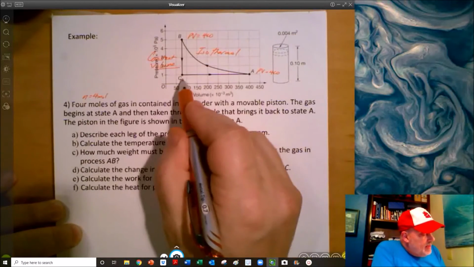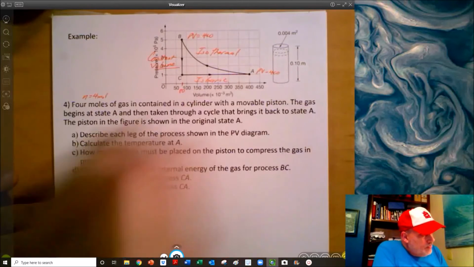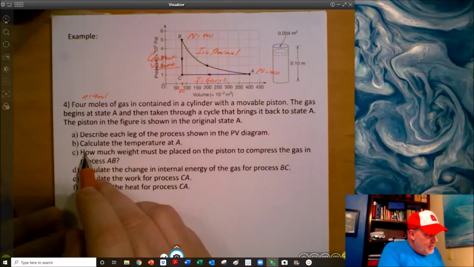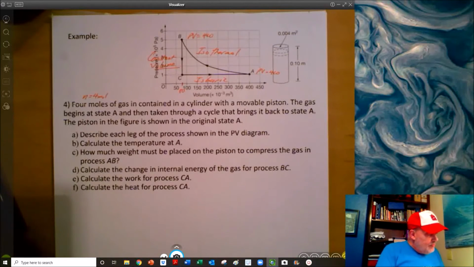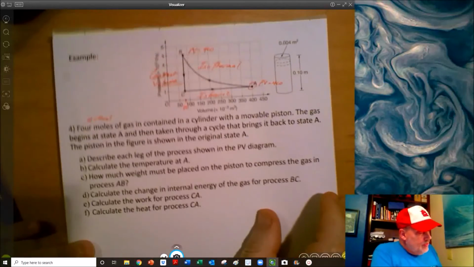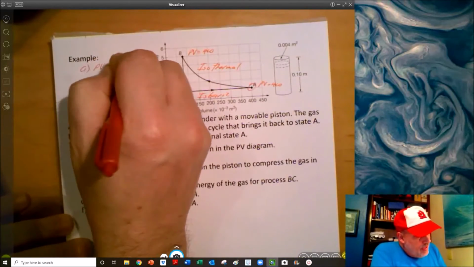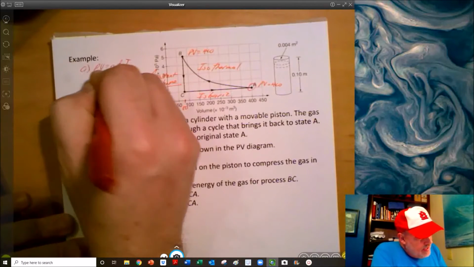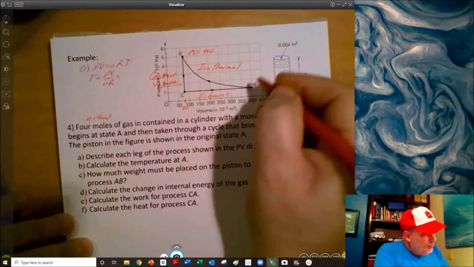C to A is constant pressure, so that's isobaric. Okay, there we go. Part B says calculate the temperature at A. So right here at A, what's the temperature? Let's work that one up here. That's PV equals nRT, or T equals PV over nR, and we just plug in our values here.